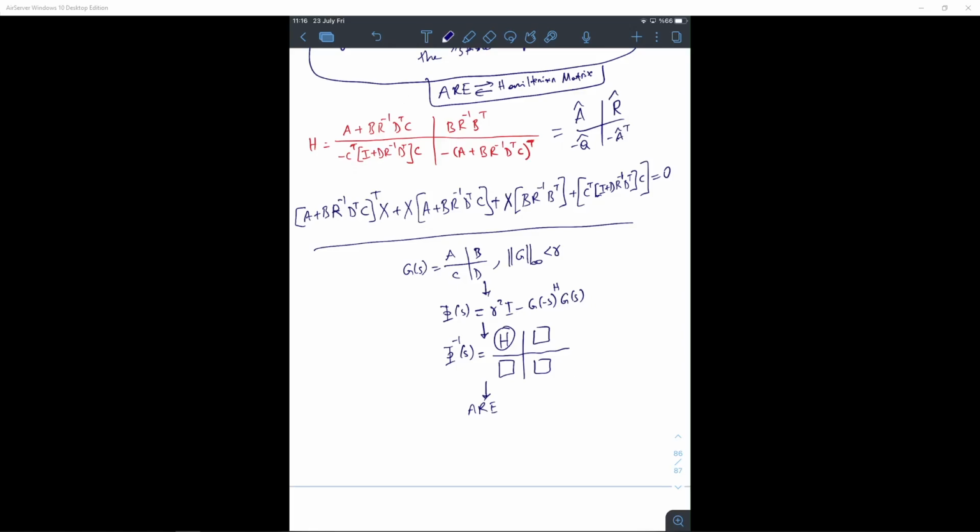So at this point we have this linear matrix inequality, LMI. Enough.